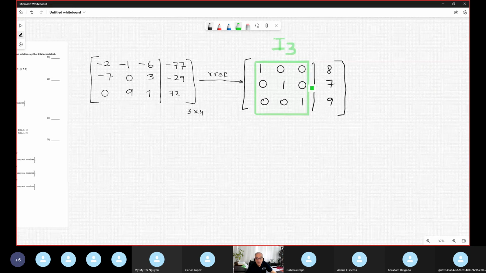Now it's clear. So you translate row by row like an equation. X is equal 8. Y is equal 7. And Z is equal 9. It's a typical example in which you have a unique solution, only one. You see the identity matrix, no extra column, which corresponds to the extra column of the free variable.